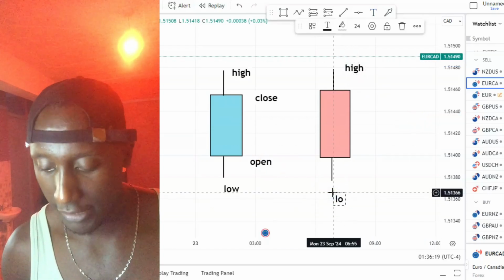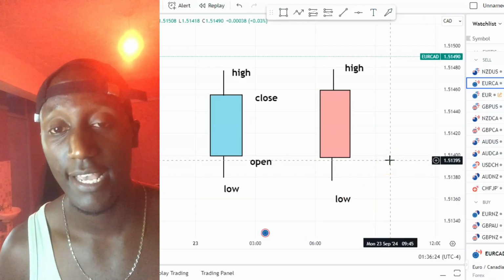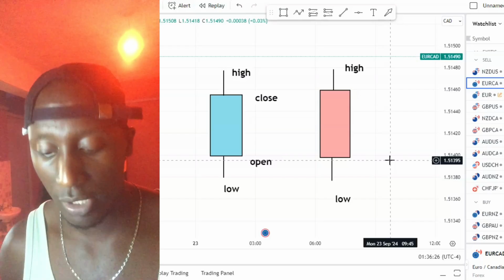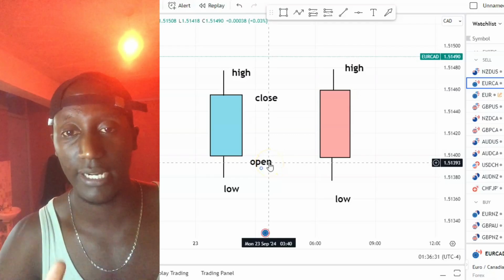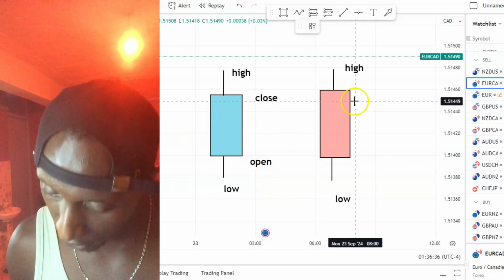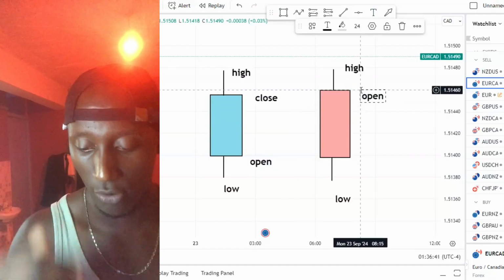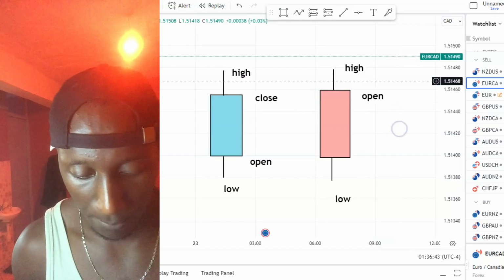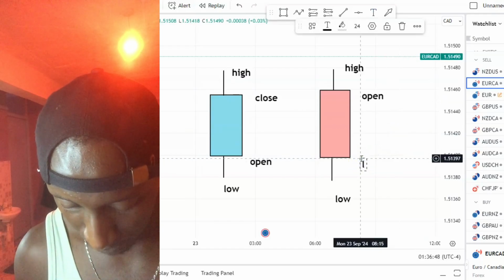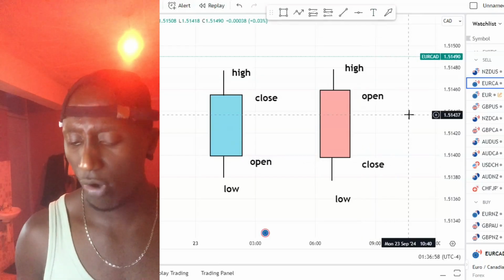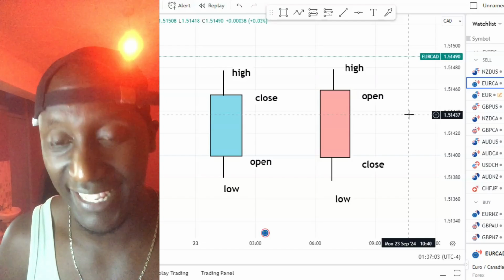Now, what really differentiates a bullish candle and a bearish candle is the open and the close. A bullish candle opens lower and closes higher, which means that price pushed higher. And a bearish candle opens higher, and then it's pushed down. So it closes lower, meaning that price went to the low. Simple, so open and close. So how exactly do we use this information to start applying it to the charts?